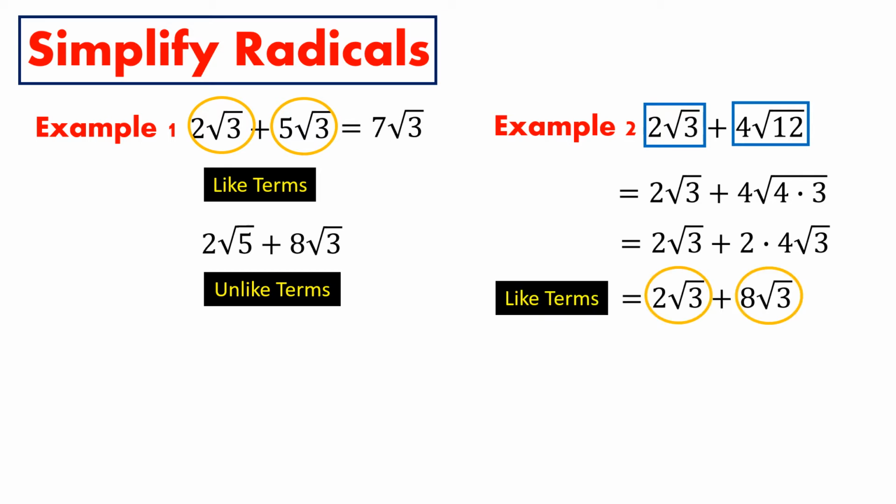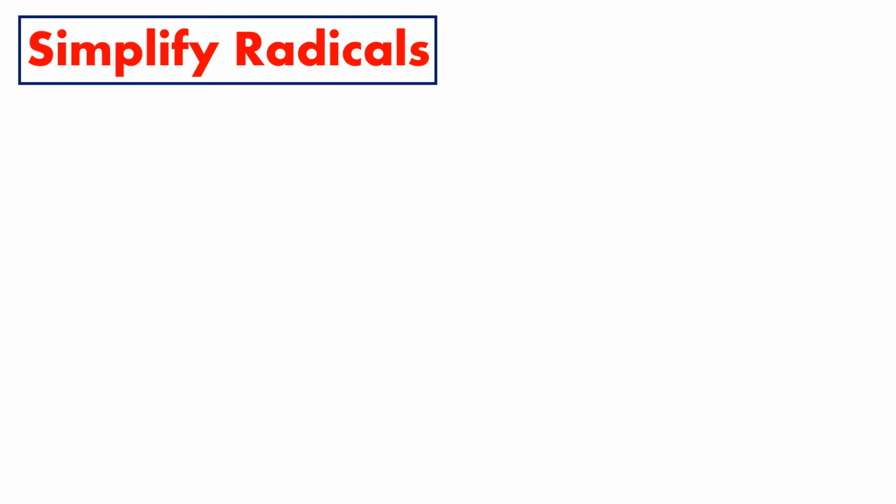Now, we have like terms 2 square root of 3 and 8 square root of 3. These terms, when combined, result to 10 square root of 3. Note that rewriting all radicals in simplest form can sometimes result in radicals that can be combined. Let us consider example 3.